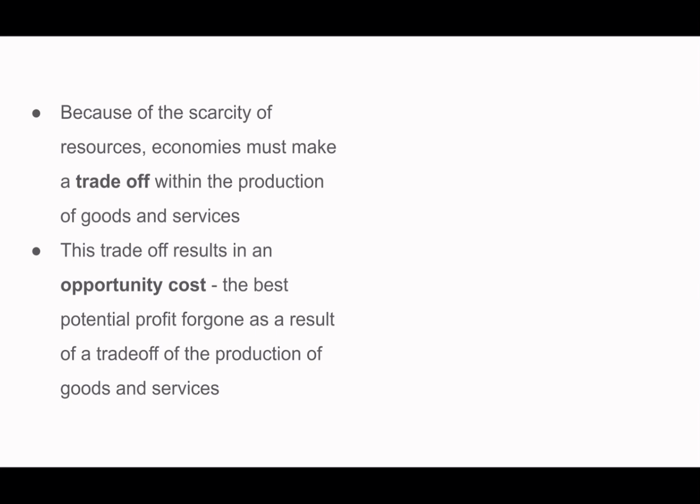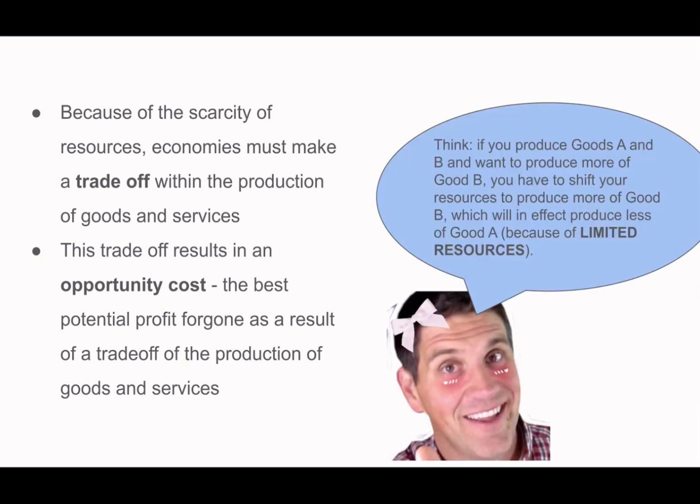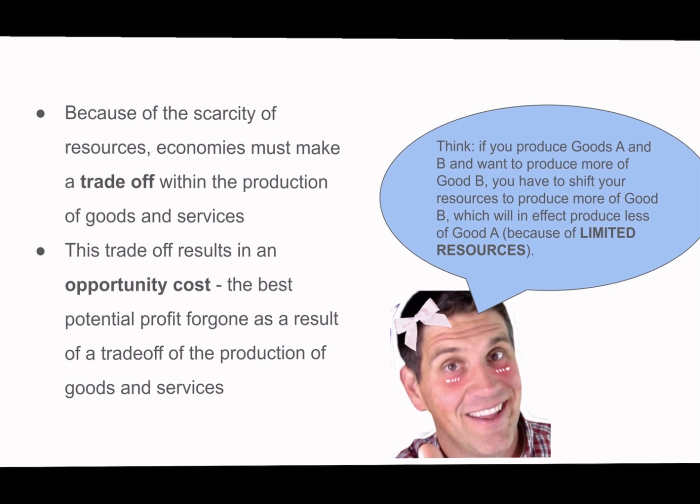Because of this concept of scarcity between the four resources of land, labor, capital, and entrepreneurship, economies must make a trade-off between the production of goods and services, and this trade-off results in opportunity cost, which is the best potential profit foregone as a result of the trade-off. Think, if you produce goods A and B and want to produce more of good B, you have to shift your resources to produce more of good B, which will in effect produce less of good A.